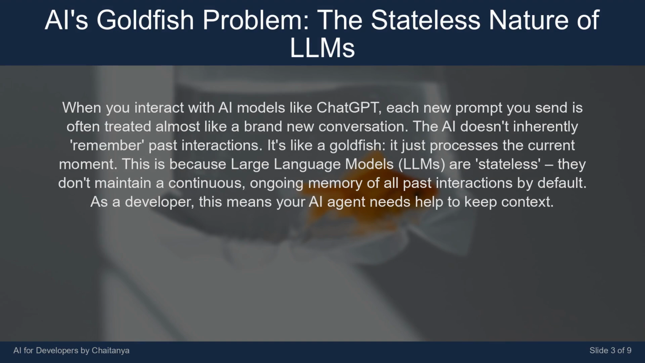When you interact with AI models like ChatGPT, each new prompt you send is often treated almost like a brand new conversation. The AI doesn't inherently remember past interactions. It's like a goldfish. It just processes the current moment. This is because large language models, LLMs, are stateless. They don't maintain a continuous, ongoing memory of all past interactions by default. As a developer, this means your AI agent needs help to keep context.